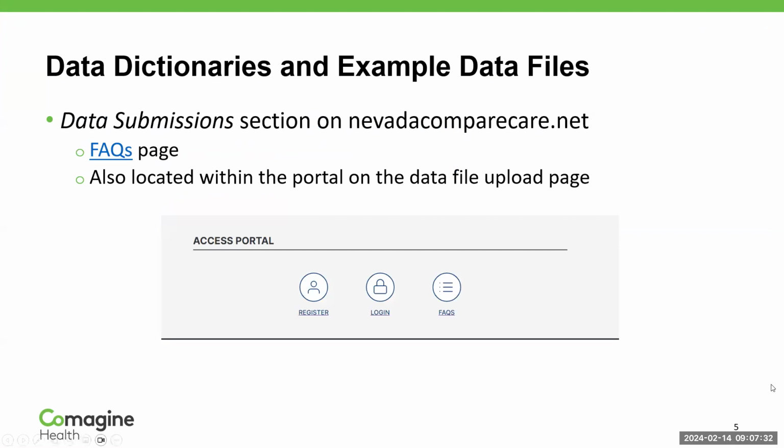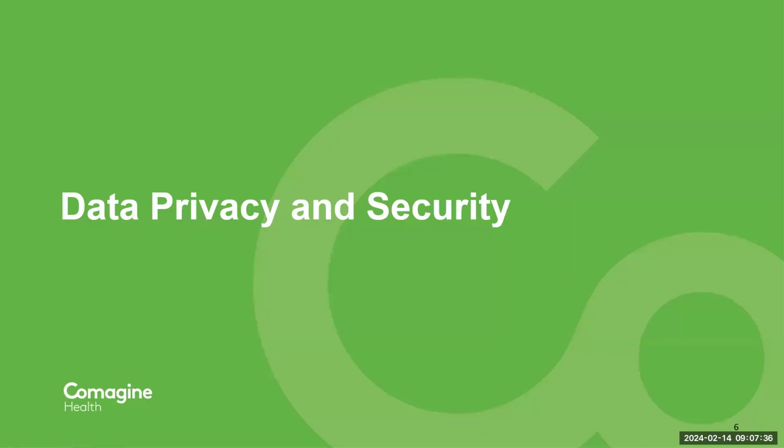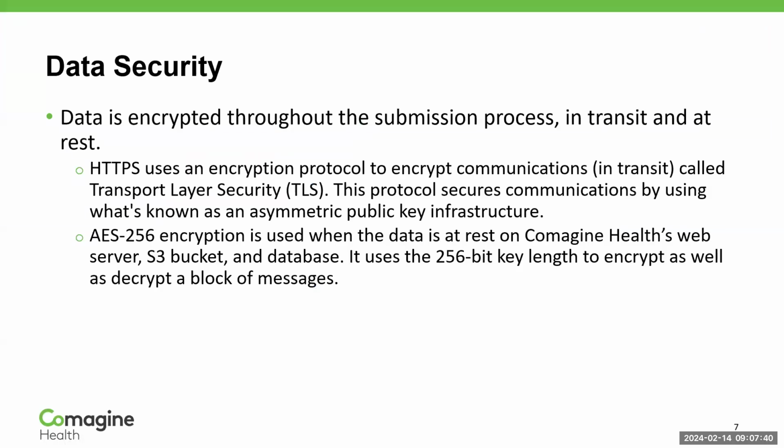So moving on, we're going to jump right into talking about data privacy and security. Throughout this new data submission process, your data is encrypted in transit and at rest. In other words, your data is secure without file level encryption, and file level encryption is not necessary. So the Chia cryptor is no longer being used.